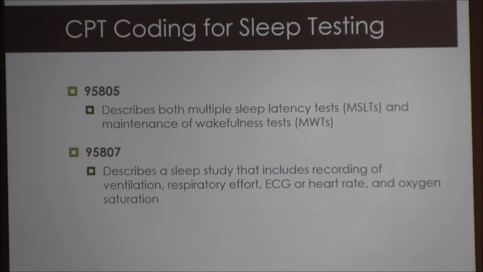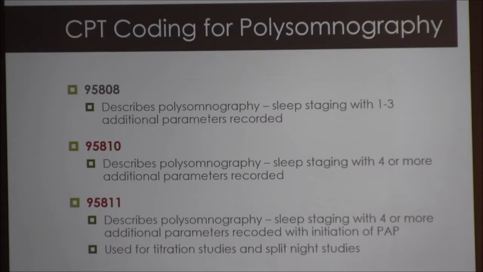95807 is a sleep study that includes recording of different channels. The channels that are available are ventilation, respiratory effort, ECG heart rate, oxygen saturation. Dr. Suarez actually went through a bunch more. There are about 7 or 8 that can be measured. And the billing will also be related to how many of those channels you're testing. So for polysomnography, 85808 is the sleep staging with 1 to 3 of the parameters that we just mentioned.